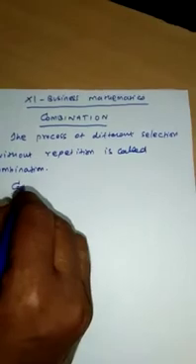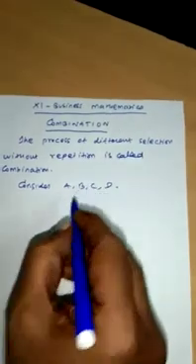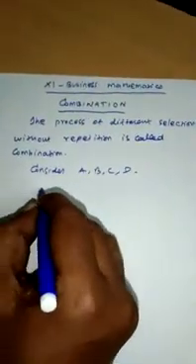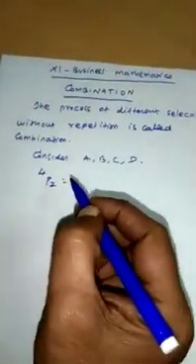Consider A, B, C, D, 4 persons. We have to select 2. But in permutation, 4P2, we have to select.